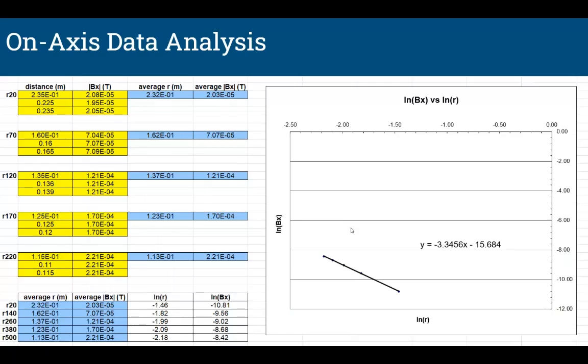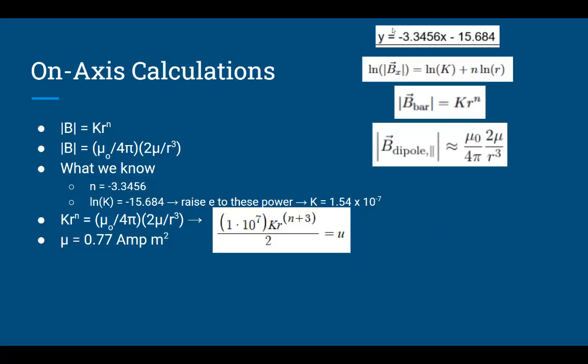So here's our analysis. As you can see, it's a straight line here because we linearized it. We put in all our distances, and what we ended up getting here are these numbers, which we're going to take to our calculations. So here's our y equation, right? In this case, n is this number, and natural log of k is going to be the y-intercept. We also know that B dipole parallel, in this case parallel with the magnet, is equal to 2 mu over 4 pi r cubed. And we're looking for this mu right here, not mu naught, because that is constant.